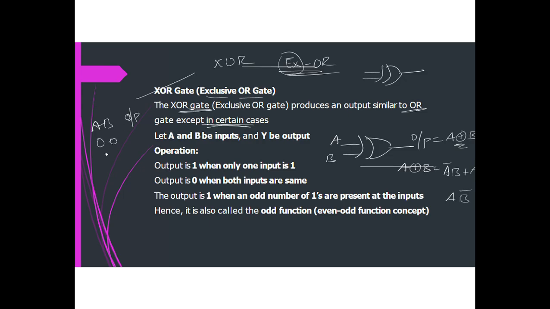So 2 inputs means 4 combinations: 0 0, 0 1, 1 0, 1 1. The expression is A bar B plus A B bar. Now A is equal to 0 and B is equal to 0. So how do we substitute these values in this formula?